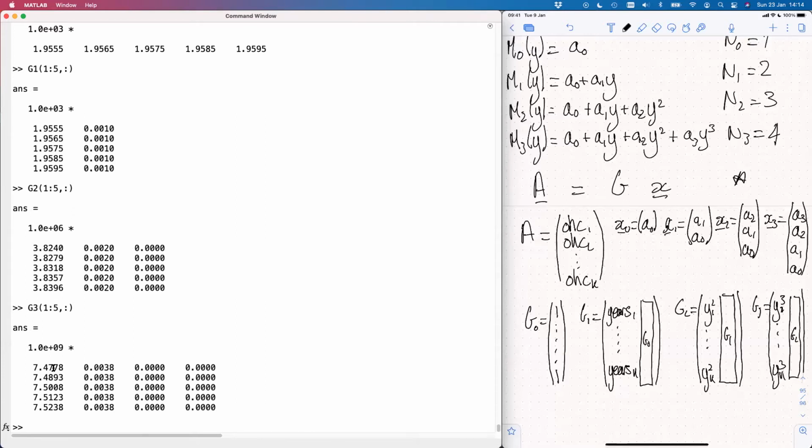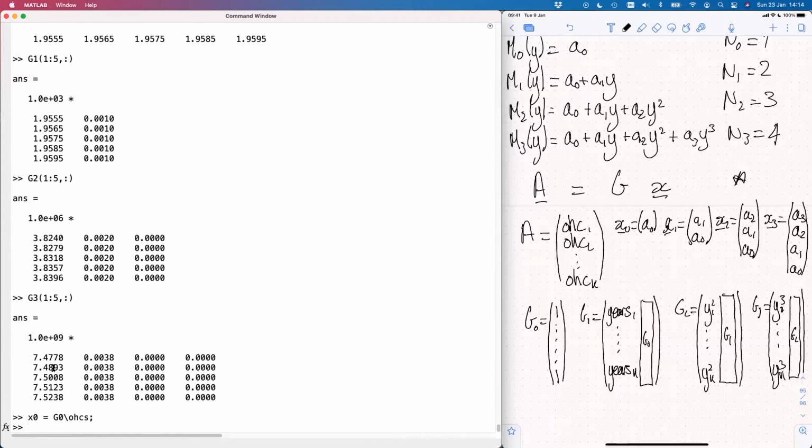So straightforward enough then to solve for each of our lists of unknown parameter values. To start with, X0 will be the matrix divide of G0 by our list of measurements, OHCs. And the same for all the others.